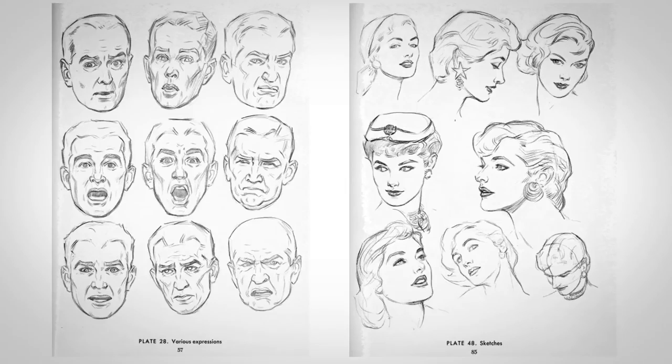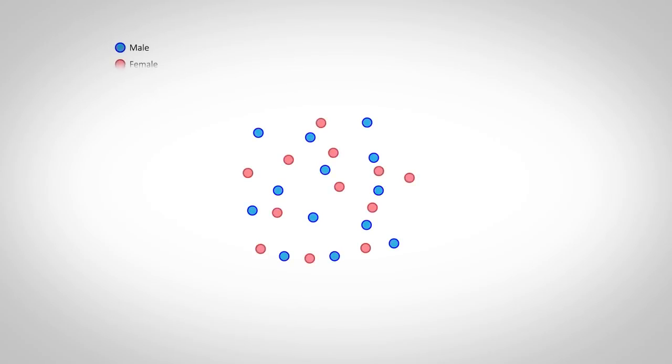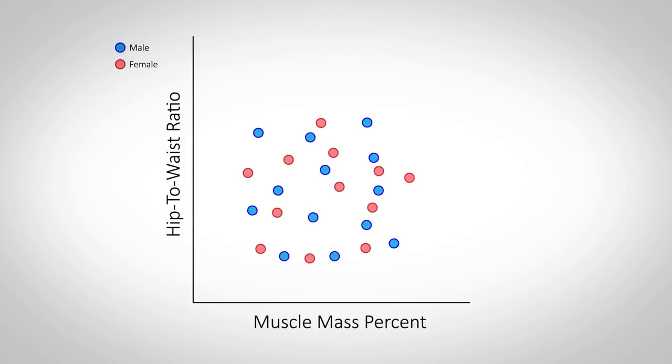It seems completely intuitive, but our very ability to do this means that there must be a consistent logic underlying that intuition. As a simple example, we could take a hypothetical group of men and women and build a two-dimensional feature space looking at hip-to-waist ratio and muscle mass.